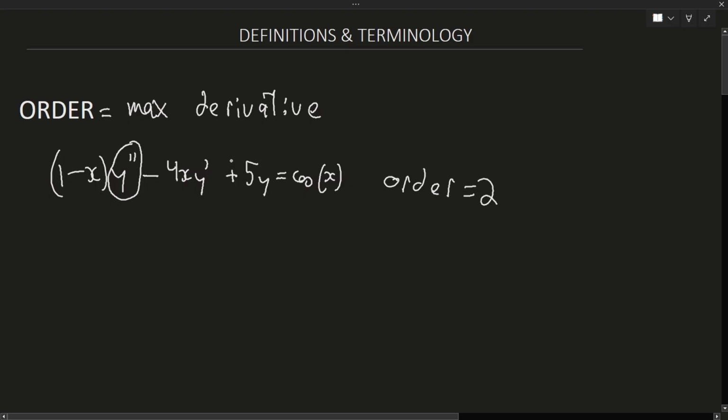You don't really care about x because there's always a dependent and independent variable. So whenever you're dealing with an equation like this, just pay attention to the y. Here, the maximum that you see is it's derived twice, so the order is 2.